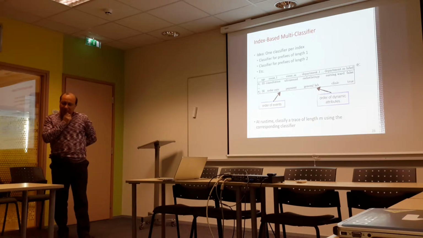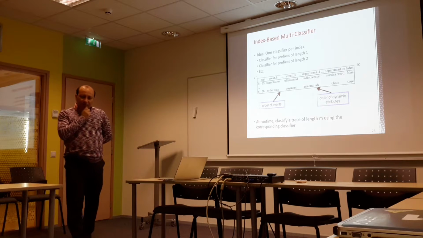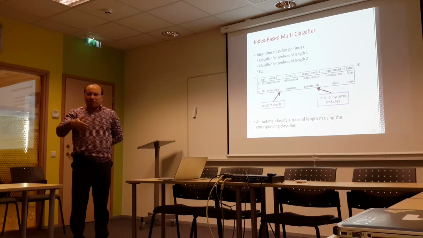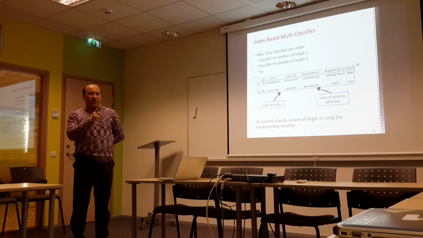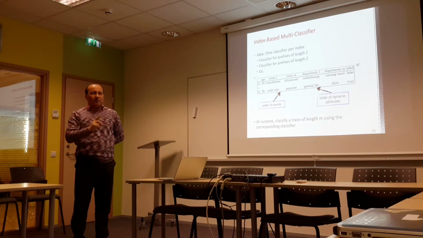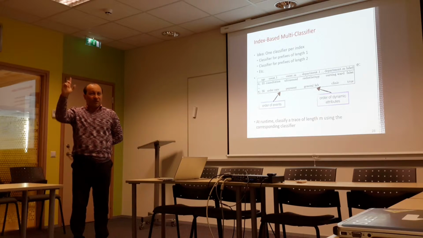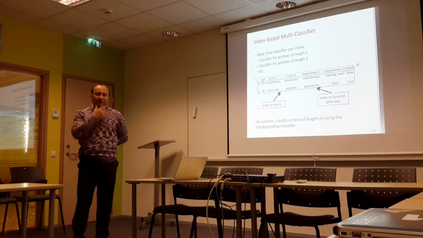You have a sequence, and your problem is a predictive monitoring problem. Some traces are short, some traces are long. And here's a simple trick that turns out it works. You build one classifier for all prefixes of size 1, one for all prefixes of size 2, size 3, length 4, length 5. So say you want to predict up to length 7, so you build 7 classifiers.